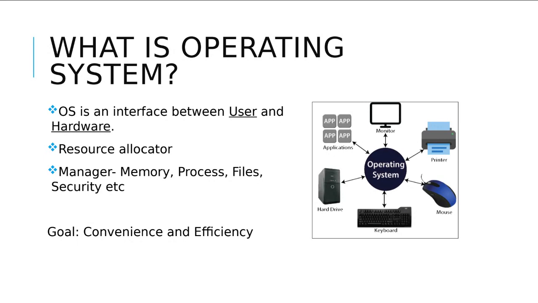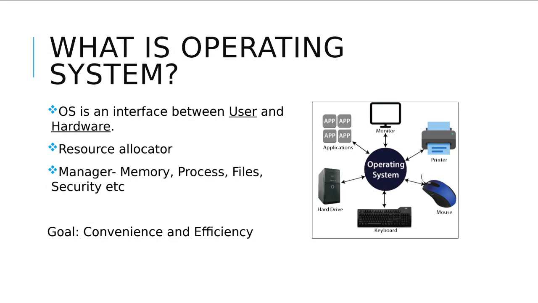Operating system is also called a resource allocator. Do you know what a resource is? Resource means your hardware. Whatever hardware you have on your system, those are your resources. Let's say your processor, your RAM, random access memory, your hard drive, your pen drive, your external printer, your mouse, keyboard, monitor, etc. These are called resources. Now, operating system is a resource allocator.